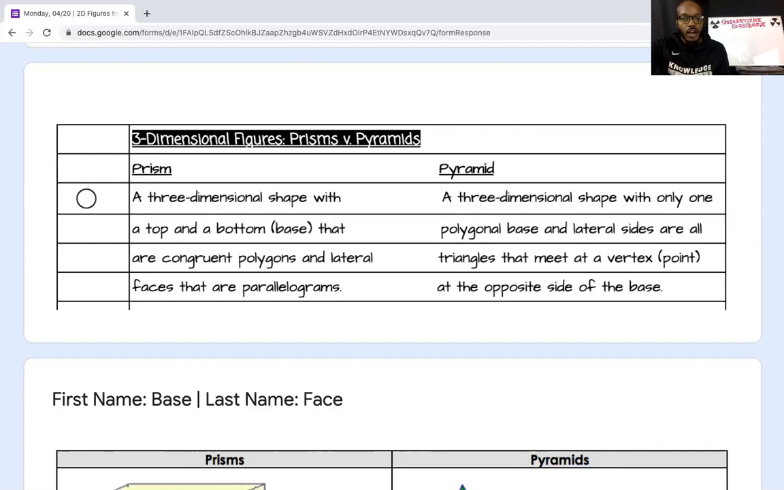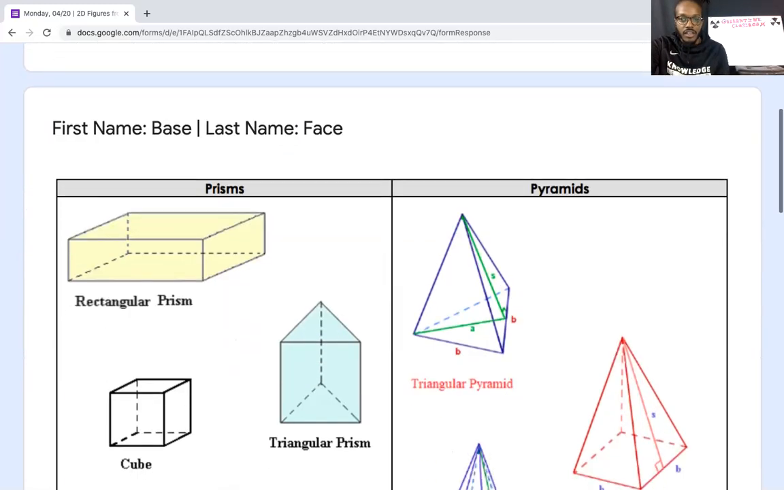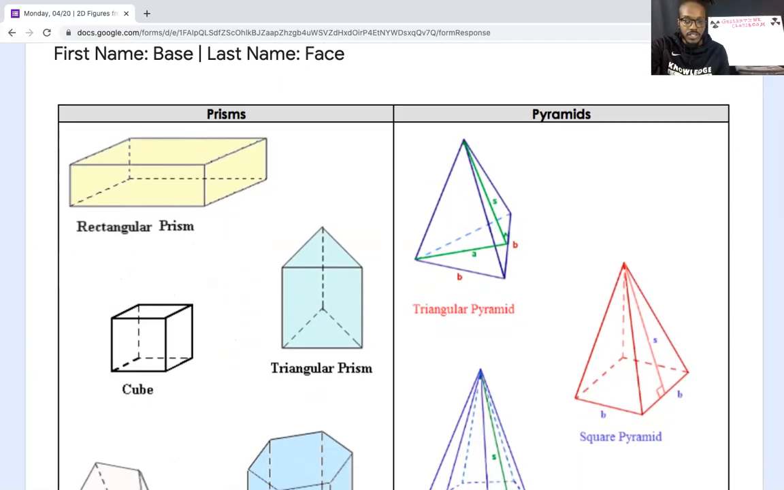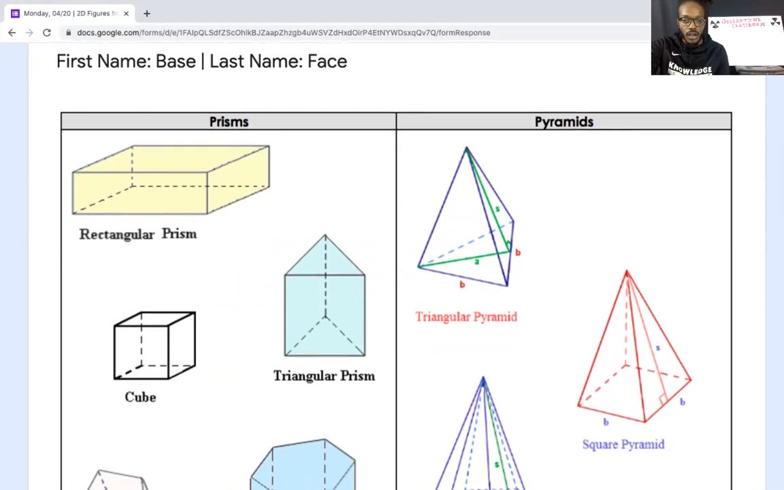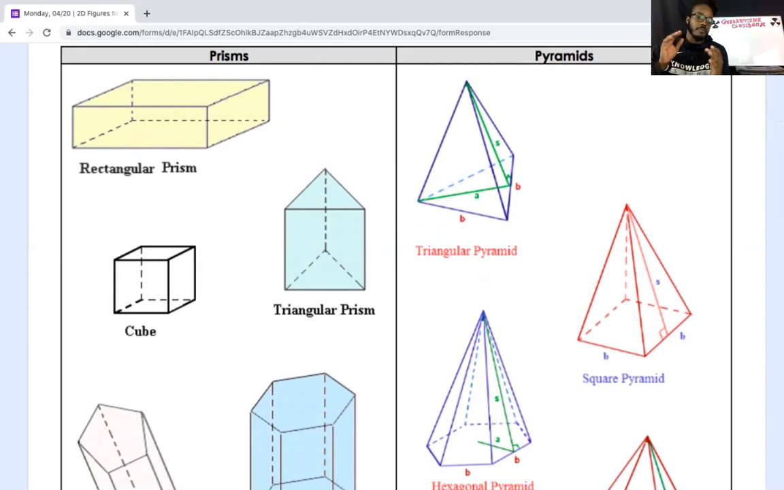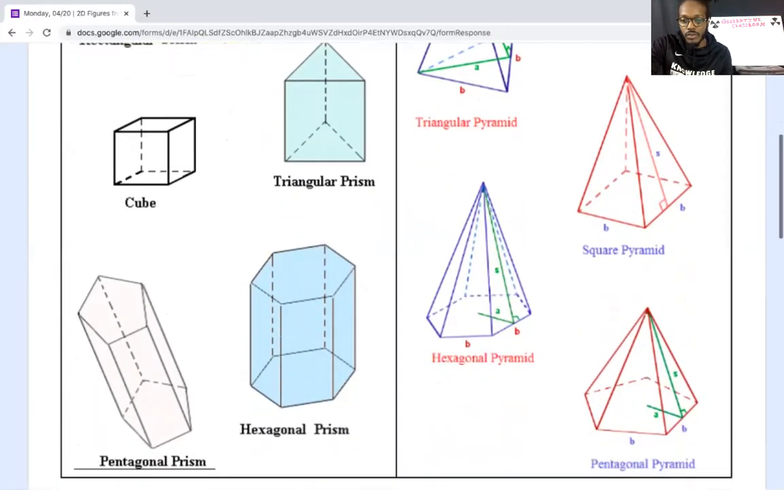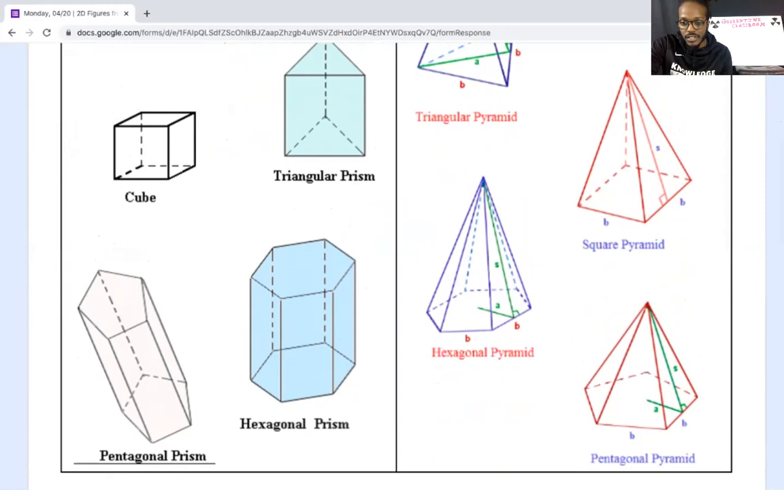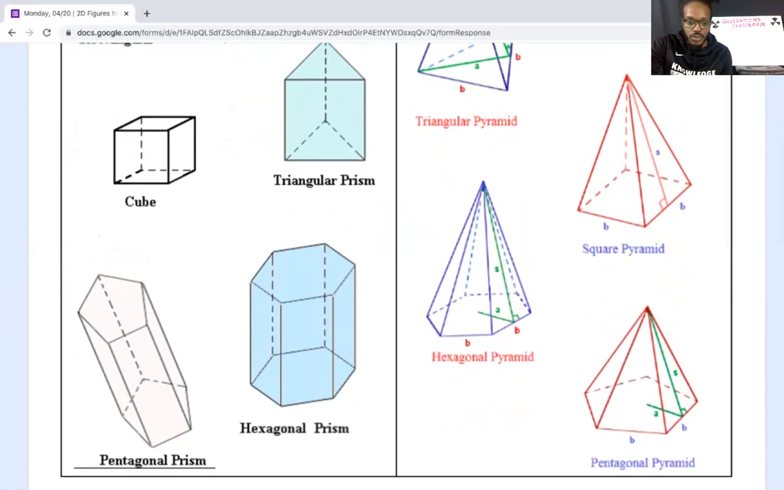Another thing I wanted to review really quickly is the visual example of what it means to have a prism or a pyramid. As you can see, the prisms have rectangular faces all around, where a pyramid has triangle faces, and the shape on the bottom could be a square or a hexagon or another triangle or a pentagon, but the faces that go around are all triangular.